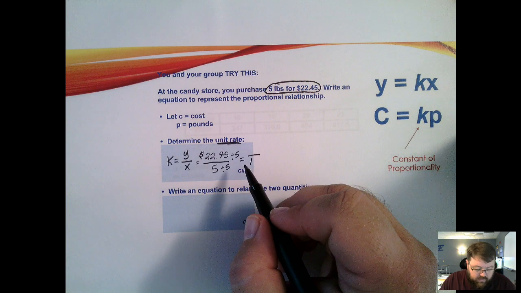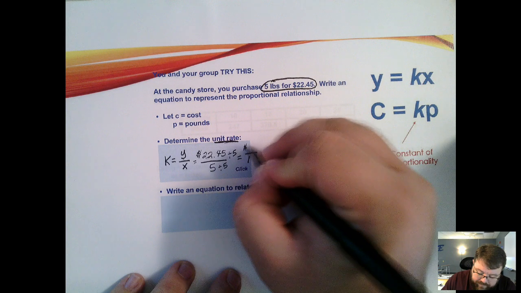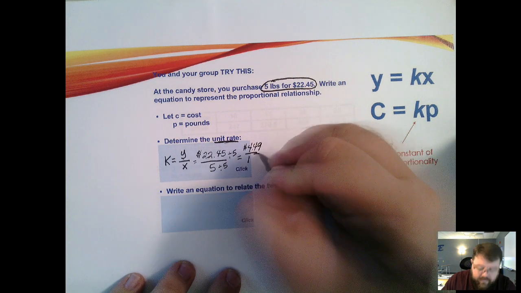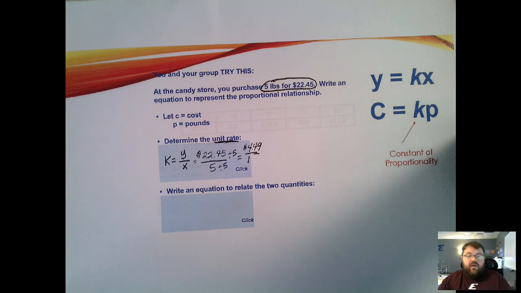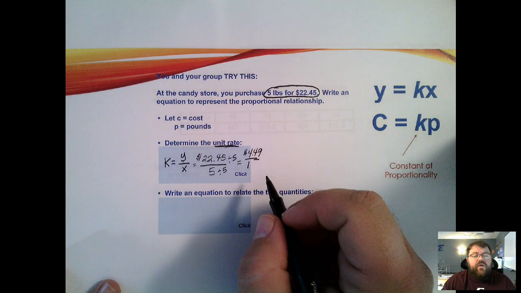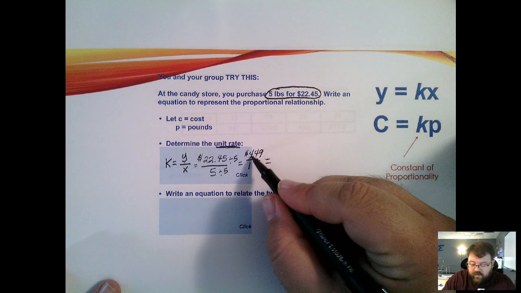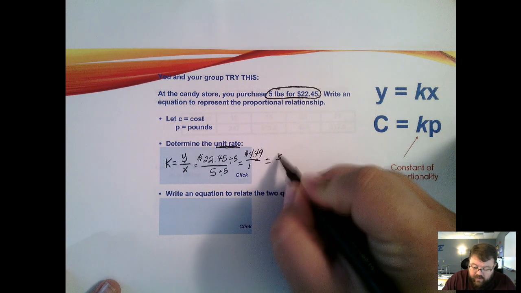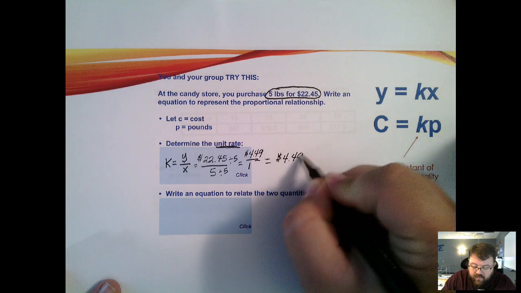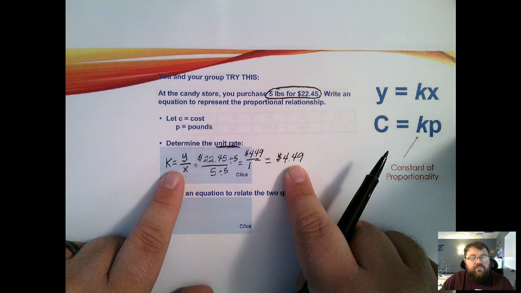And then $22.45 divided by 5 is $4.49. What does that even mean? Pause the video and answer the question. Okay, so hopefully everybody's told me, well, Mr. Norton, $4.49 over 1 means it's $4.49 for 1 pound of candy, or $4.49 per pound of candy. So we've got the value of K, all right?